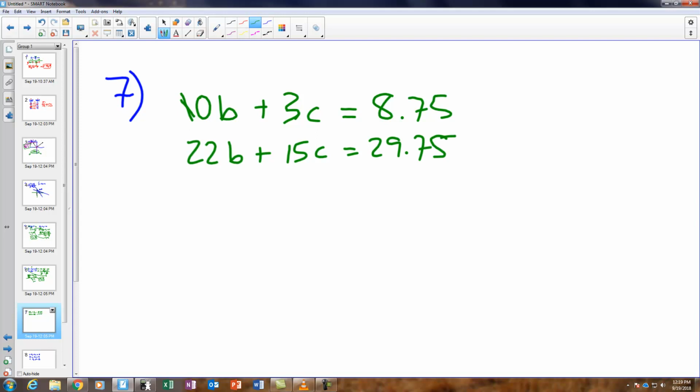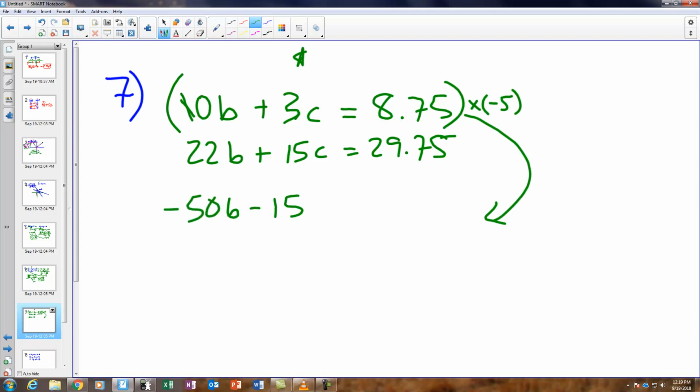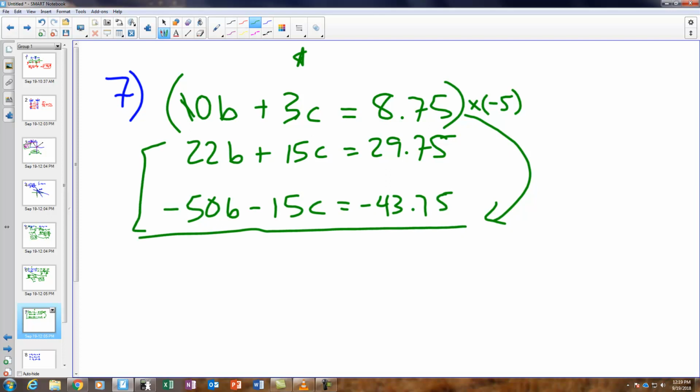$29.75. I could use graphing, I could use substitution, or I can use elimination. It looks like an elimination problem because I could turn that 3c into a negative 15c by timesing it by negative 5. Okay, I'm going to bring that information down. That becomes negative 50b minus 15c equals negative 43.75. So I'm going to combine these two equations right here.